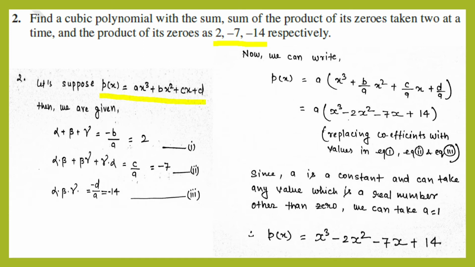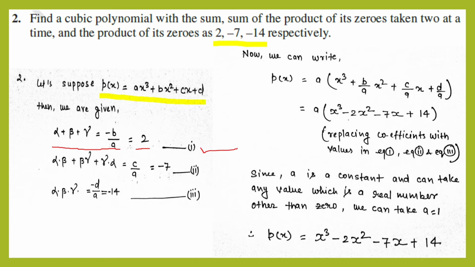So for a cubic polynomial, there exist three relationships between the coefficients and the zeros. So we'll write those relationships. Alpha plus beta plus gamma equal to minus b by a. Alpha plus beta plus gamma is nothing but the sum of zeros, and we are given the sum of zeros as 2. So we can write minus b by a equal to 2. We will consider it as the first equation.